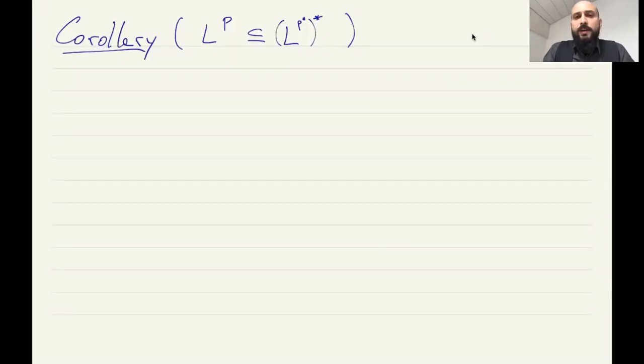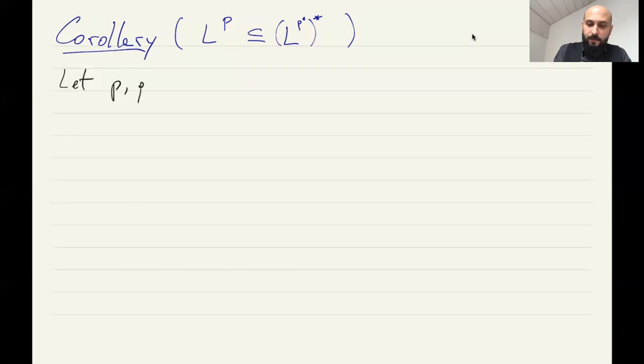We will see now a consequence of Hölder's inequality. The consequence is that one can see any space L^p inside the dual of L^{p*}, where p* is the exponent conjugated to p. So let's state the result.